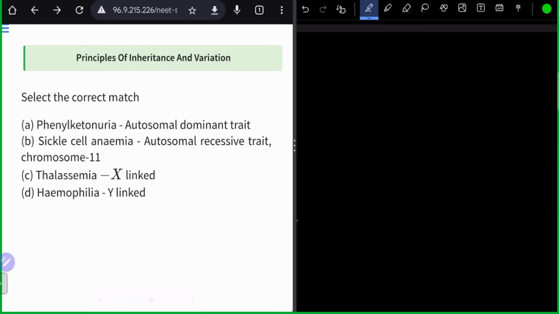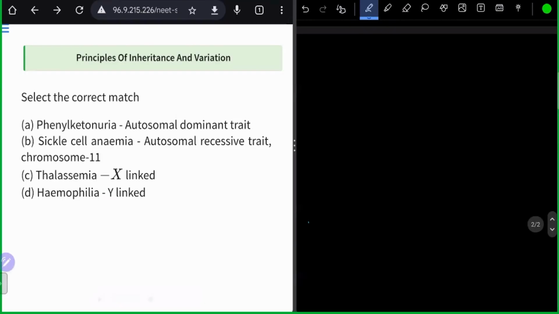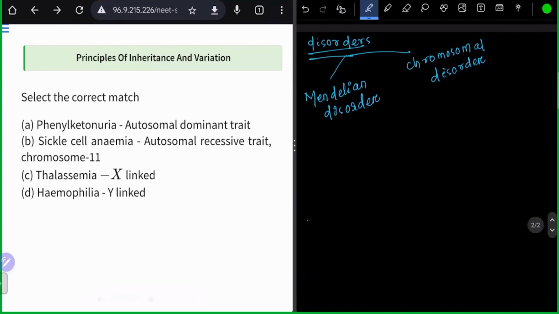For this, we need to understand that there are some disorders in inheritance and its variation. What are the disorders? Disorders are of two types. First one is Mendelian disorder and second one is chromosomal disorder. You will be facing many questions on disorders, so you need to understand what are the types of disorders and what are the components.